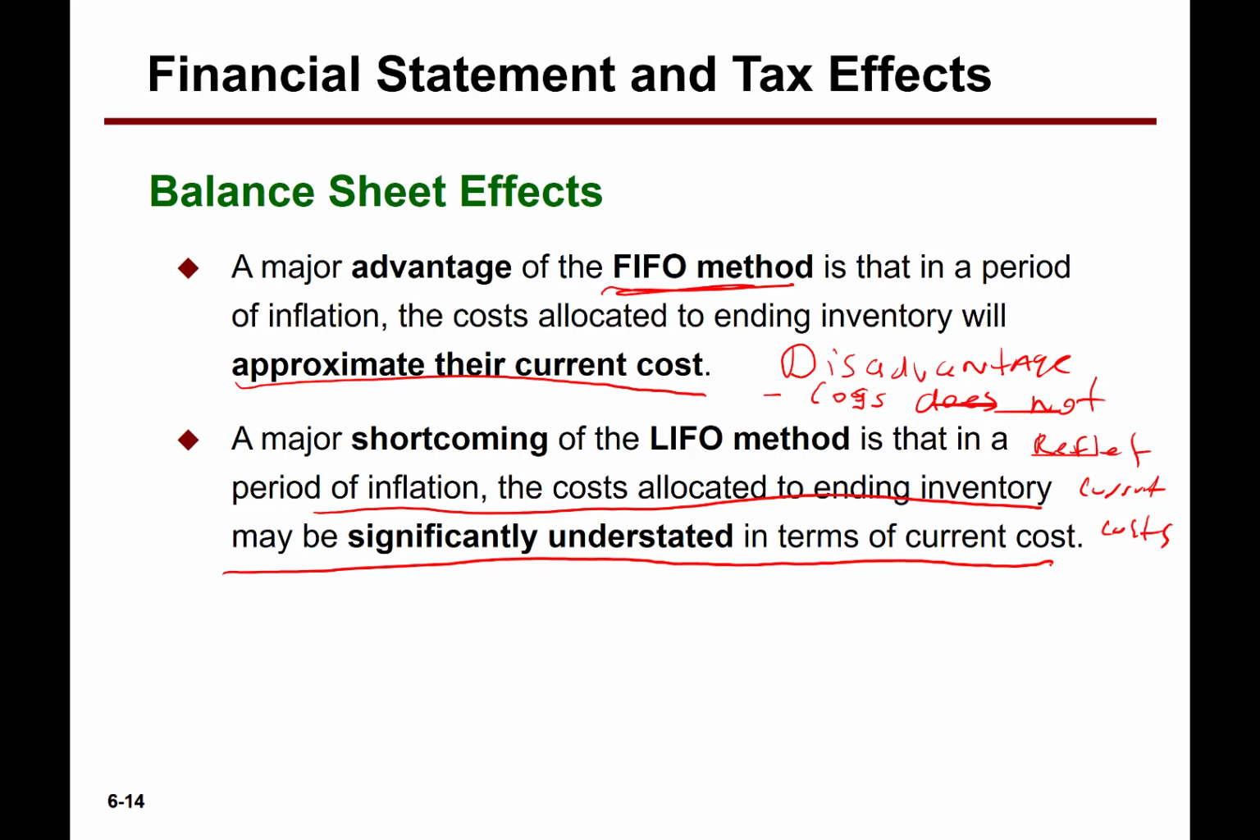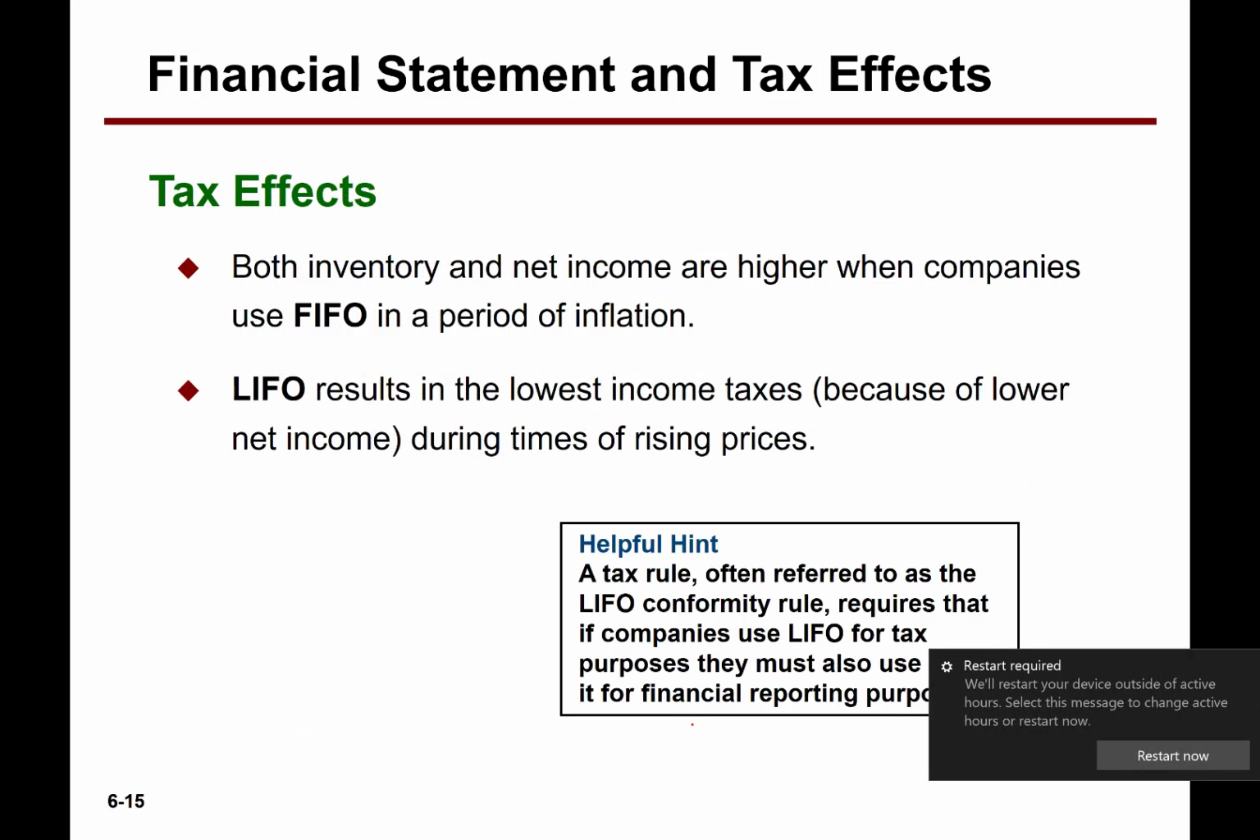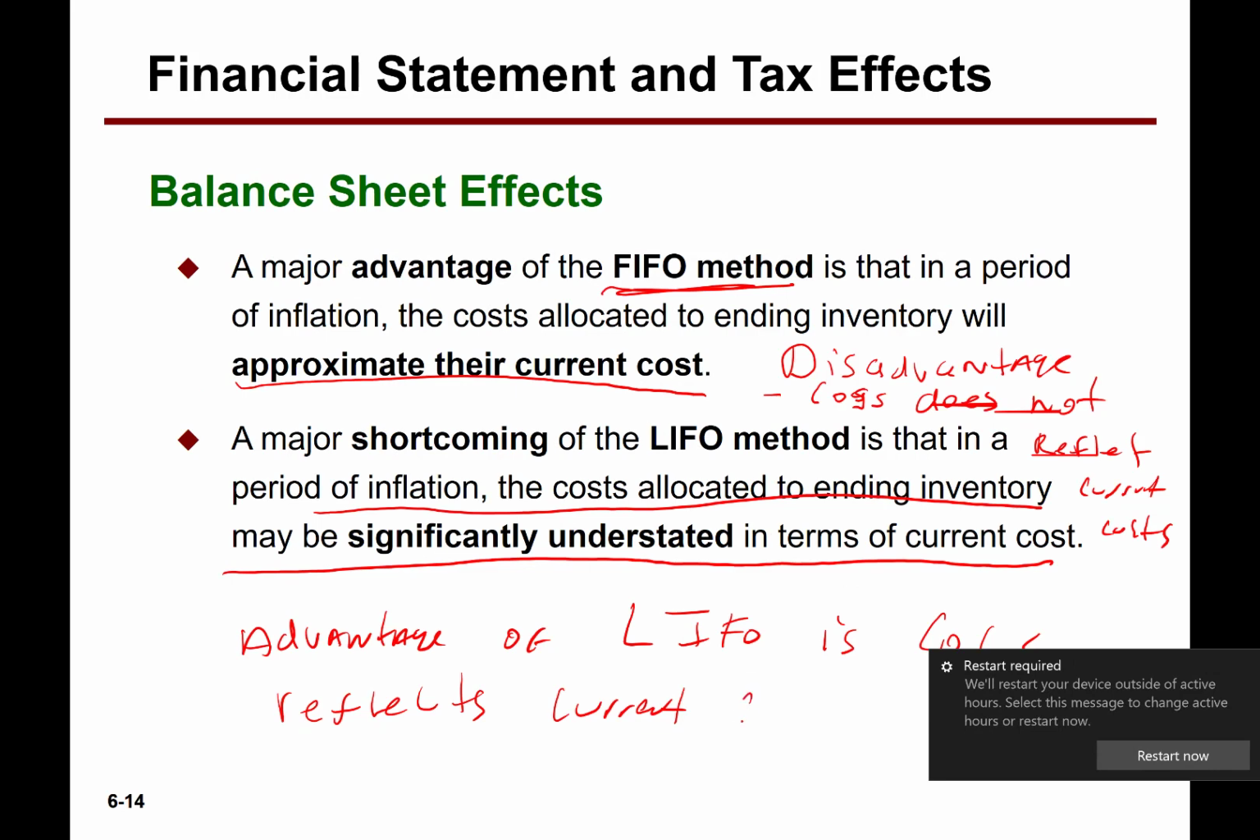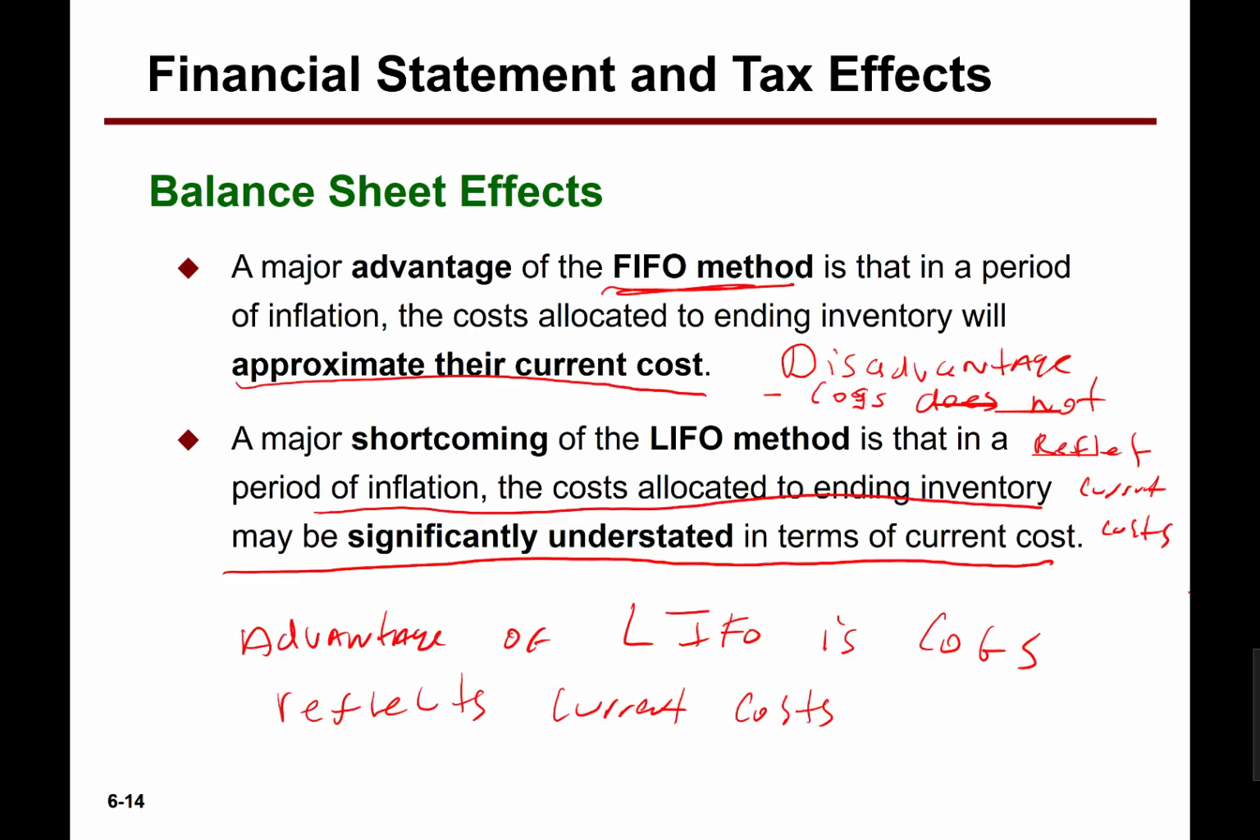Right? Okay. An advantage of LIFO is cost of goods sold reflects current cost, doesn't it? What are we saying? Cost of goods sold reflects current cost. What are we saying our cost of goods sold is? $4.75, and those rocks are currently costing them what? $4.75, aren't they? Okay. So an advantage of LIFO is that cost of goods sold reflects current cost, but our ending inventory is going to be understated, isn't it? Okay. Question?